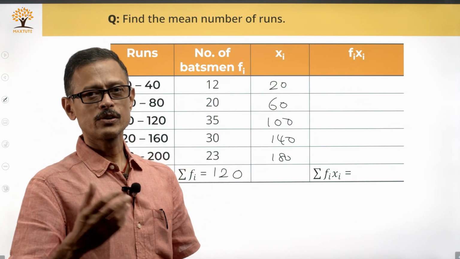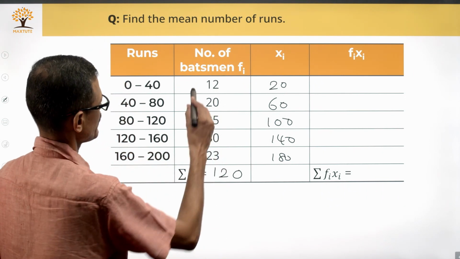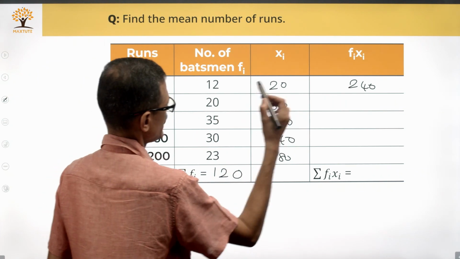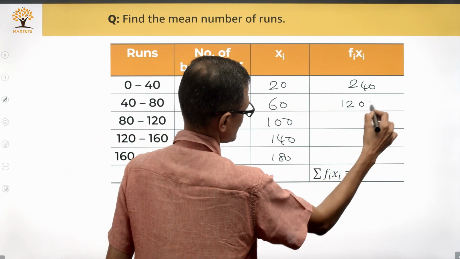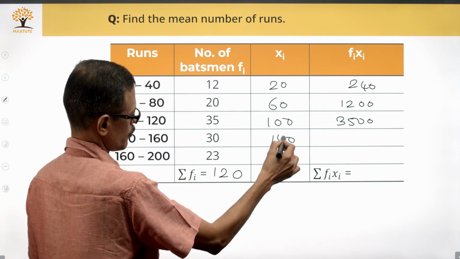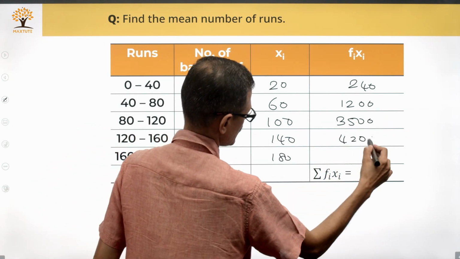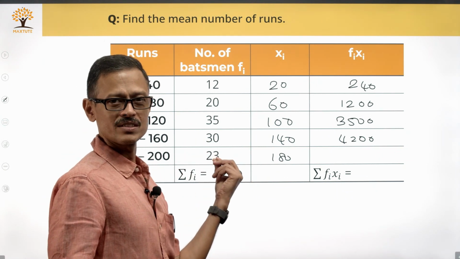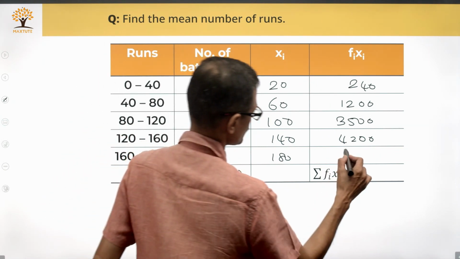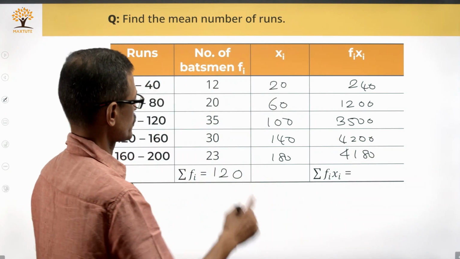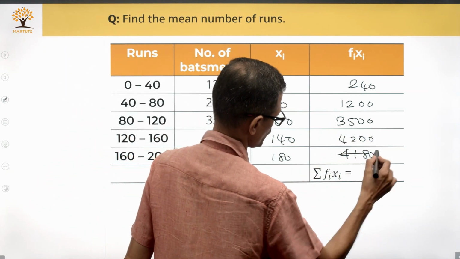So what we'll do is we'll find out xi fi. Xi fi is equal to the product of these two, which is 240. 20 into 60, which is 1200, 3500, an easy calculation that way. This is 4200. 180 into 23, 180 into 20 is 3600 plus 540, which is 4140 is what we have.